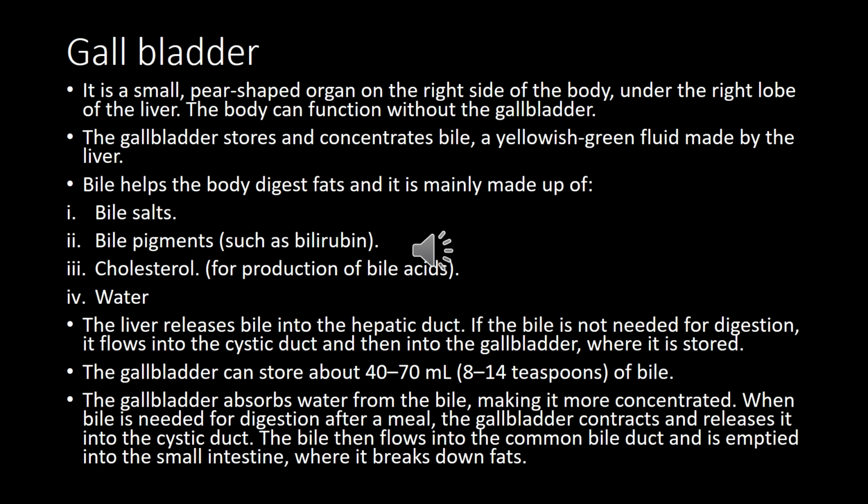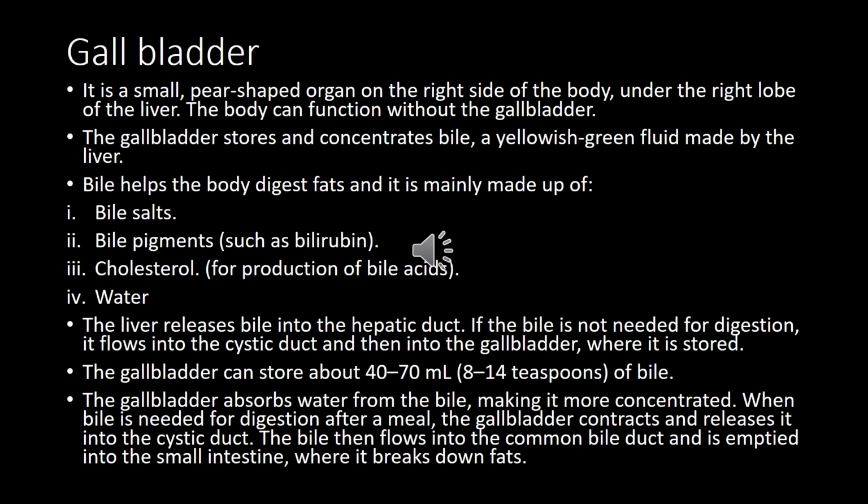Here we come with the gallbladder. It's a small pear-shaped organ on the right side of the body under the right lobe of the liver. The body can function without the gallbladder. Sometimes some people get gallstones or inflammation of the gallbladder, and it's removed. So the body can go on very properly even without the gallbladder.